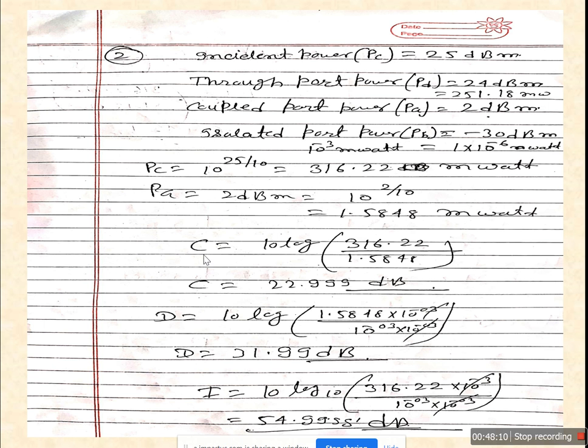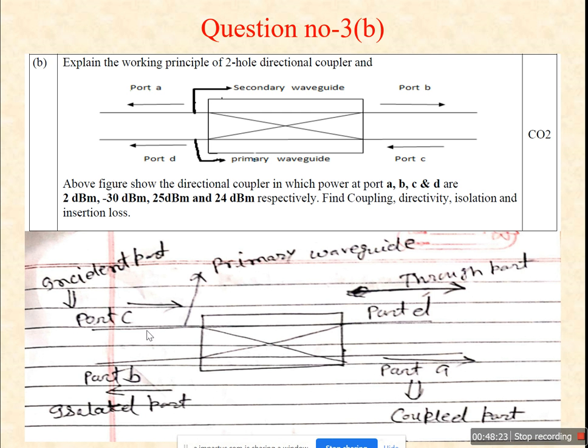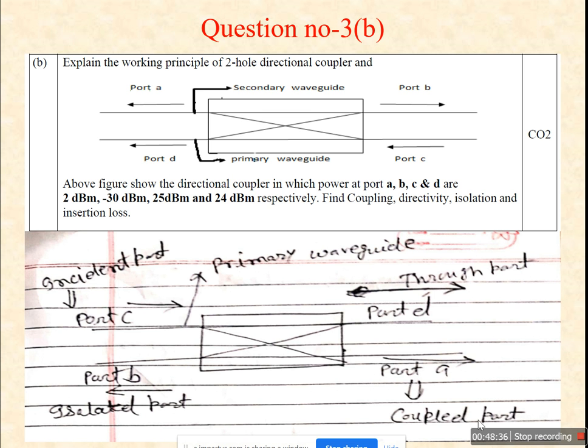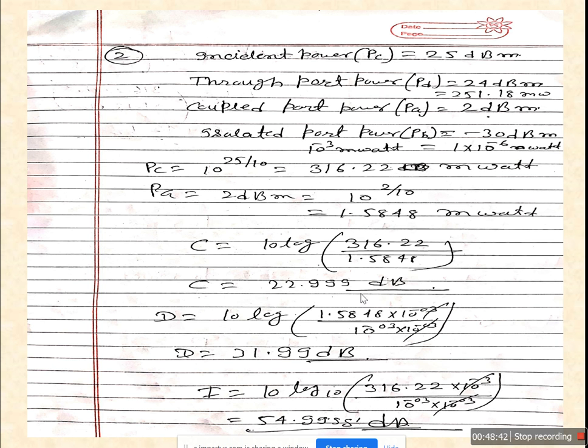Here you change the coupling factors. 10 log of this portion, 316, that means PC, the incident port, upon PA, the isolated port. Incident port upon isolated port. Isolated port power is PB here. Here you can write this is 2 dBm, PA the coupled port. Incident port upon the coupled port. This is the coupling factor here. Coupling factor is 22.999 dB. It is 10 to the power minus 3 here, simply cancelled out.